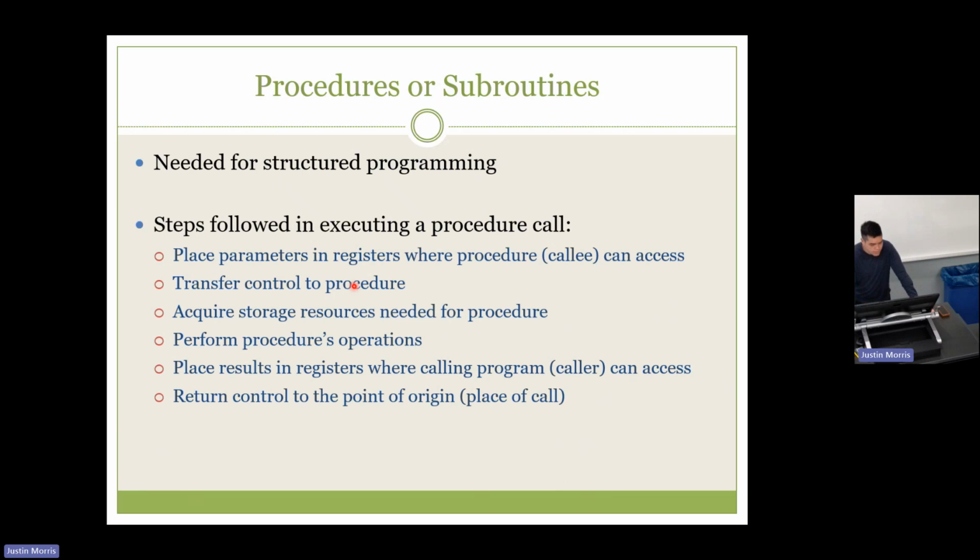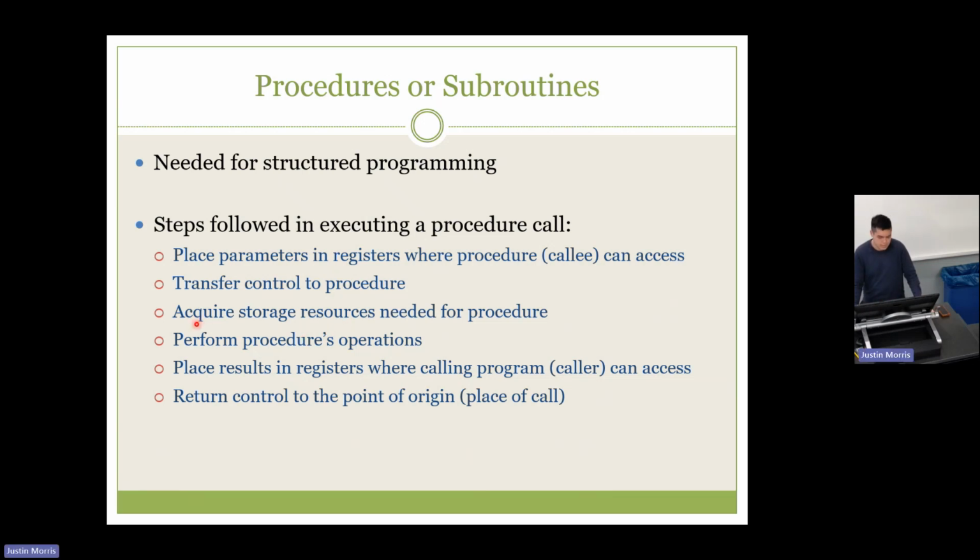So in order to call a procedure, we have to follow certain steps. So we first need to place the parameters needed for it in the registers, where the procedure that we are calling, or we'll call it the callee, can access them. Then we need to transfer control to that procedure, which is basically incrementing or branching PC to then point to the first instruction in that procedure.